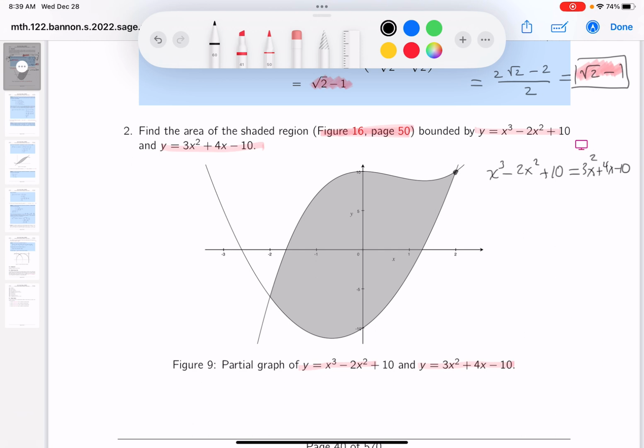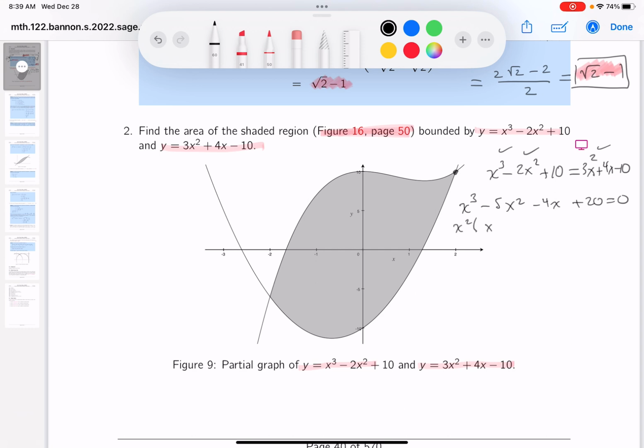Let's go through the work. What do you get there? You get x cubed, let's see, minus 5x squared. I'm just getting things onto one side, by the way. Minus 4x, and then plus 20 equals 0. And I'm going to factor this now. X squared comes out. And what do you get there?